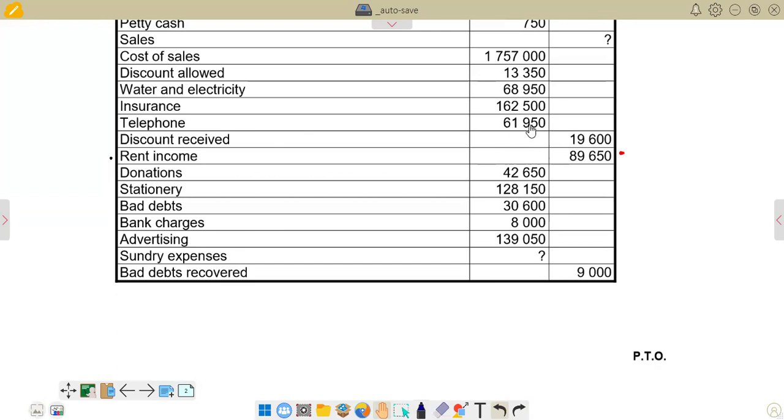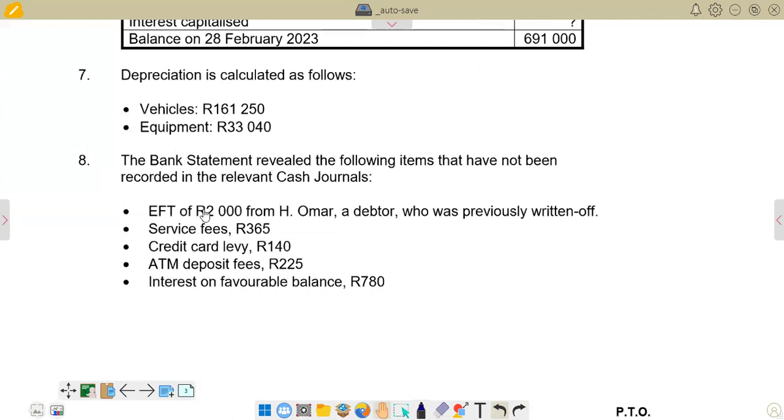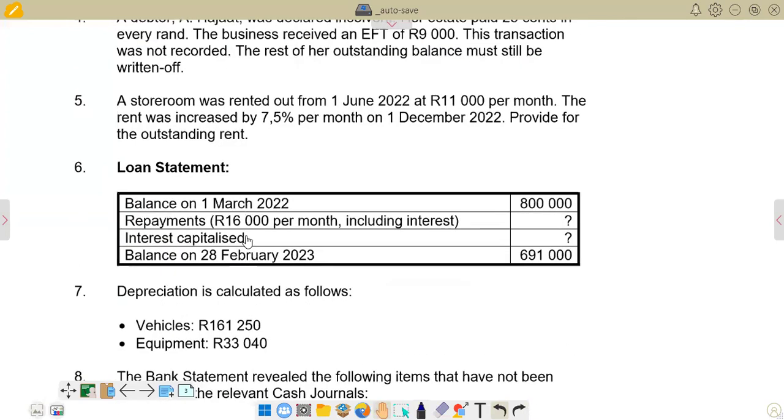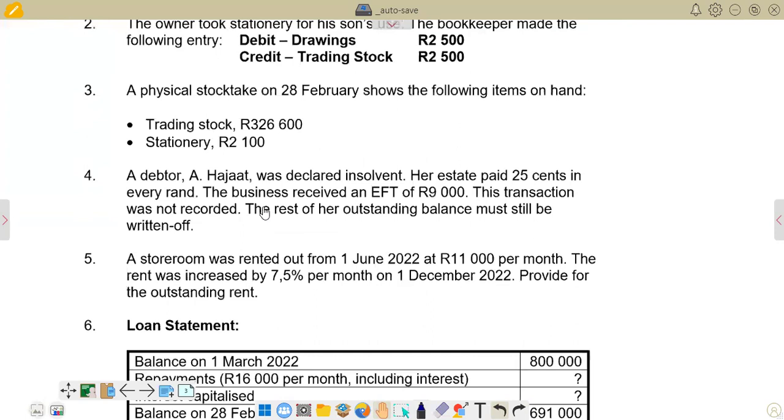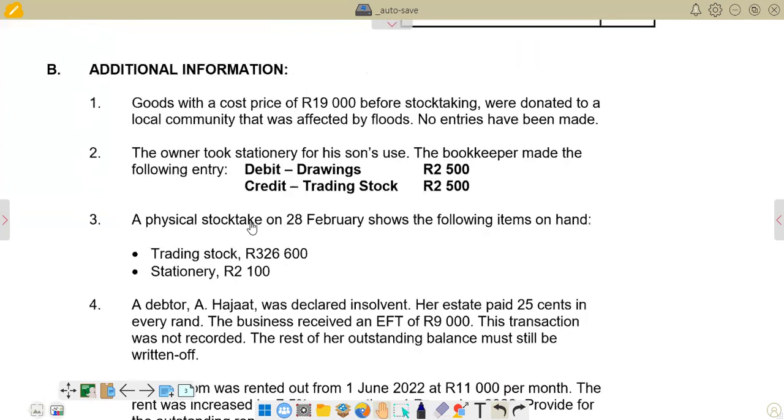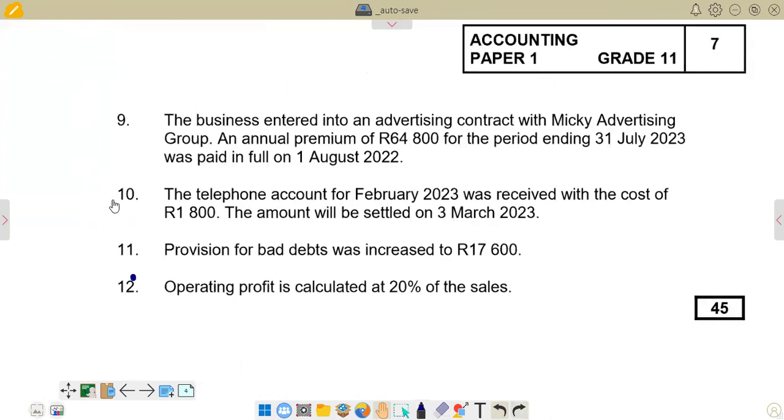So what we are saying is the figure that we are given in the list of balances is 61,950. Then we go to the additional information item by item to check if we've got any adjustment that has to do with our telephone. On this page there's nothing, so we go to the next page. Come to item 10, which is here. It reads the telephone account for February 2023 was received with the cost of 1,800 rands. The amount will be settled on 3 March 2023.